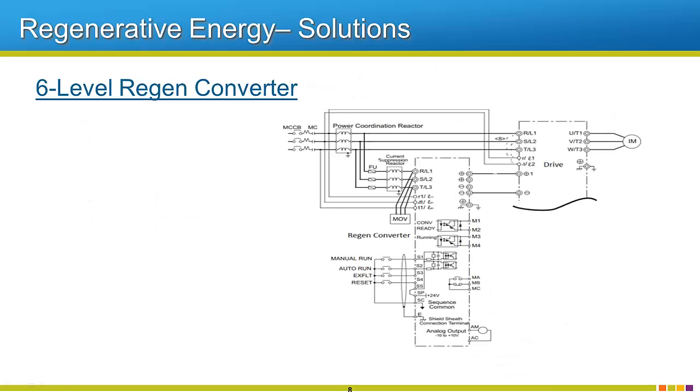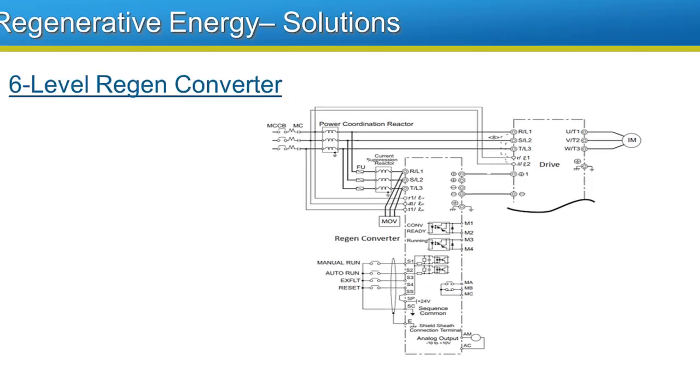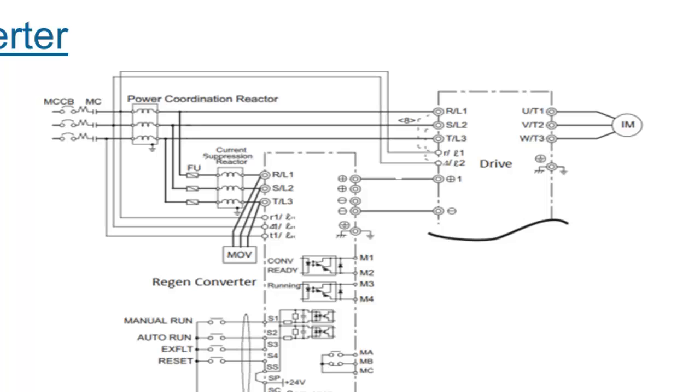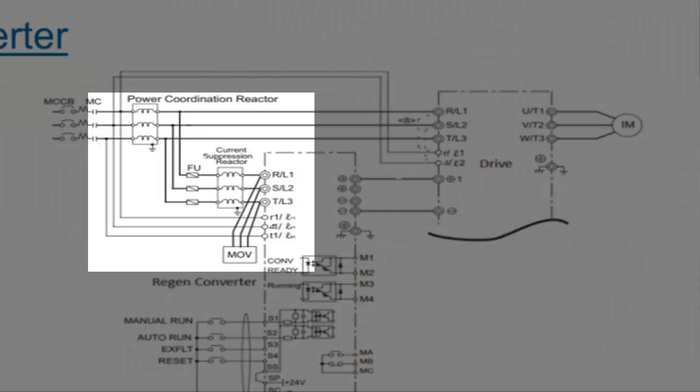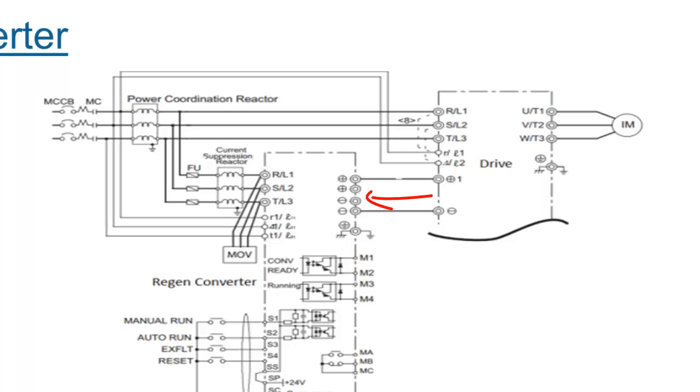On applications with higher regen present, a 6-level regen converter can be integrated. A 6-level regen converter connects to the drive's DC bus and into the 3-phase power utility. Excess bus voltage is directed into the regen converter, which is wired in parallel to the drive. The regen converter then takes this energy and pushes it back onto the utility line.